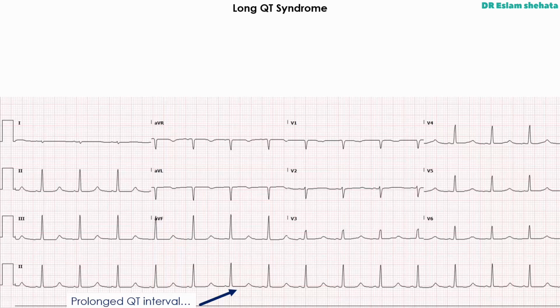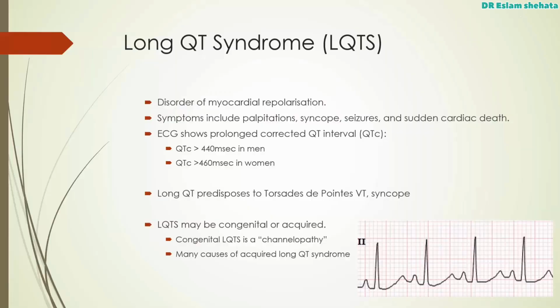Okay, this is an example of long QT syndrome, and it might surprise you, but the ECG features to look out for are prolonged QT intervals. So it's a disorder of myocardial repolarization. Symptoms include palpitations, syncope, seizures, and sudden cardiac death. And the ECG will obviously show a prolonged QT interval.